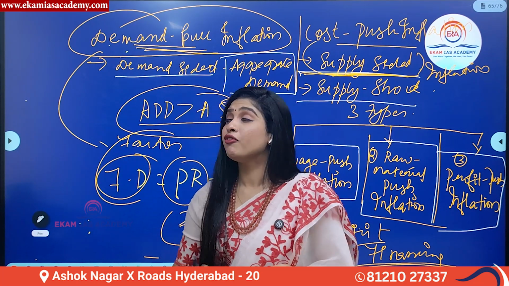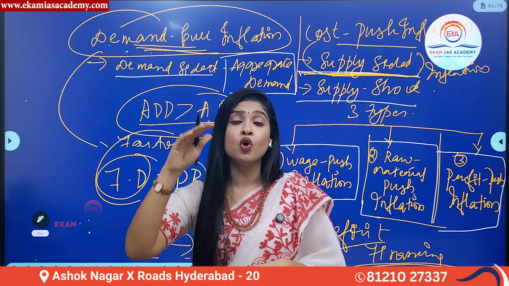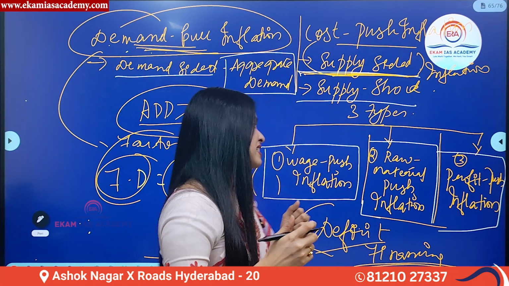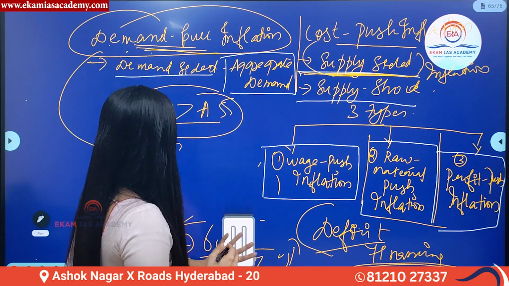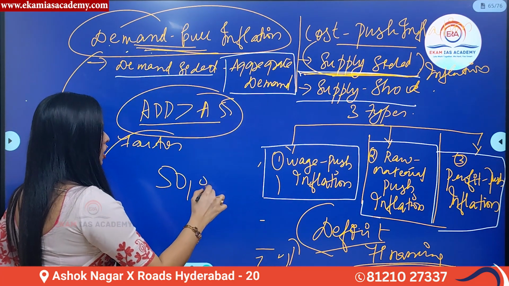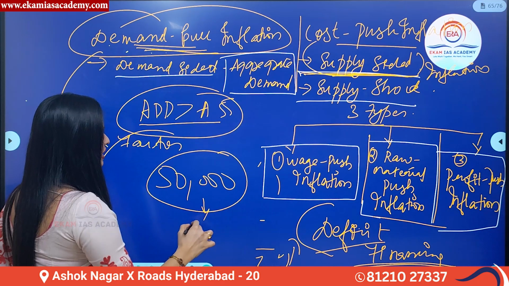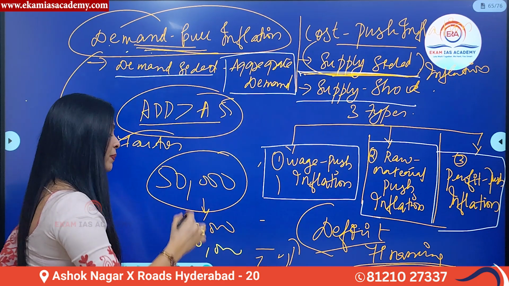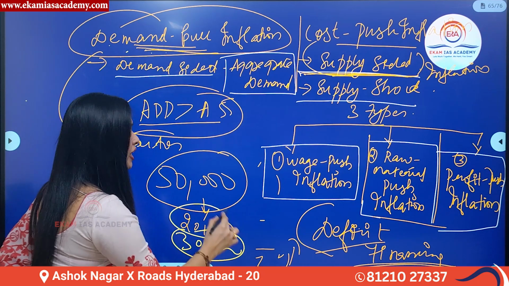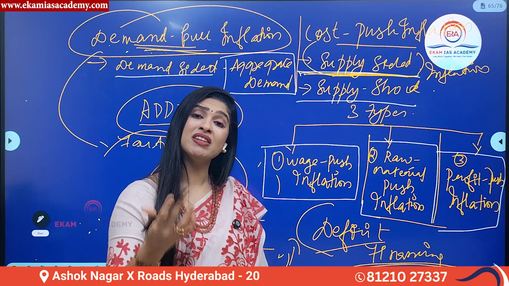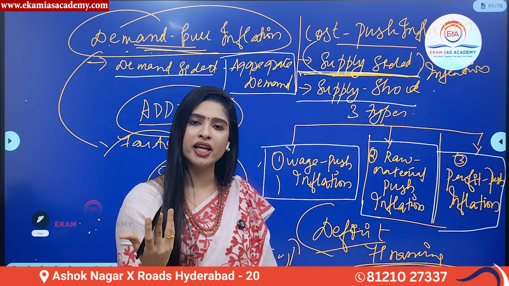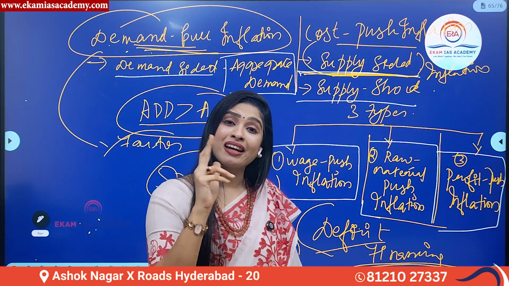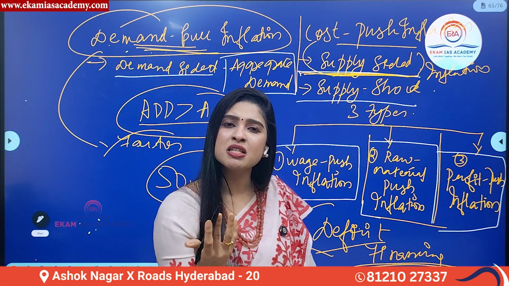The next reason for demand pull inflation is lower rate of savings by households. See, somebody has 50,000 as their income. Out of 50,000, a person can spend 20,000 and save 30,000. Some people will spend 30,000 and save only 20,000. Whereas some other people will spend 40,000 and save only 10,000. That is their choice.